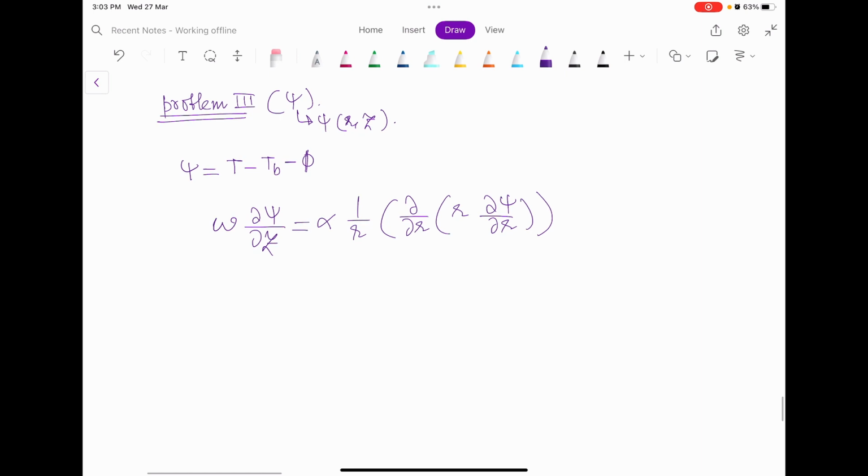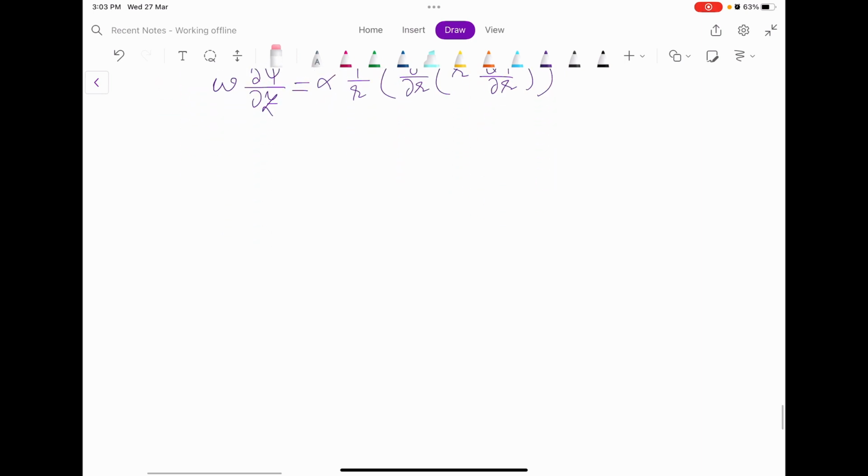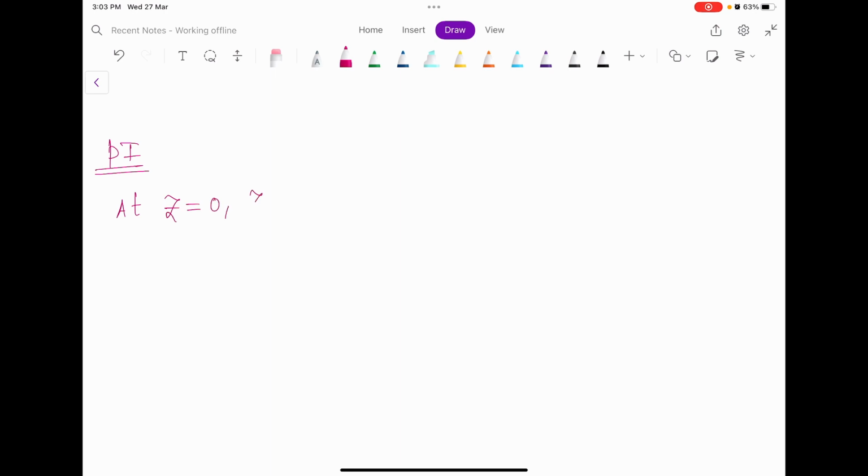Okay, so let us see. Boundary conditions of my problem 1: at z equal to 0, my TB equals TB initial, and TB is not a function of r, so that is valid for all r. That is TB equal to TB initial.